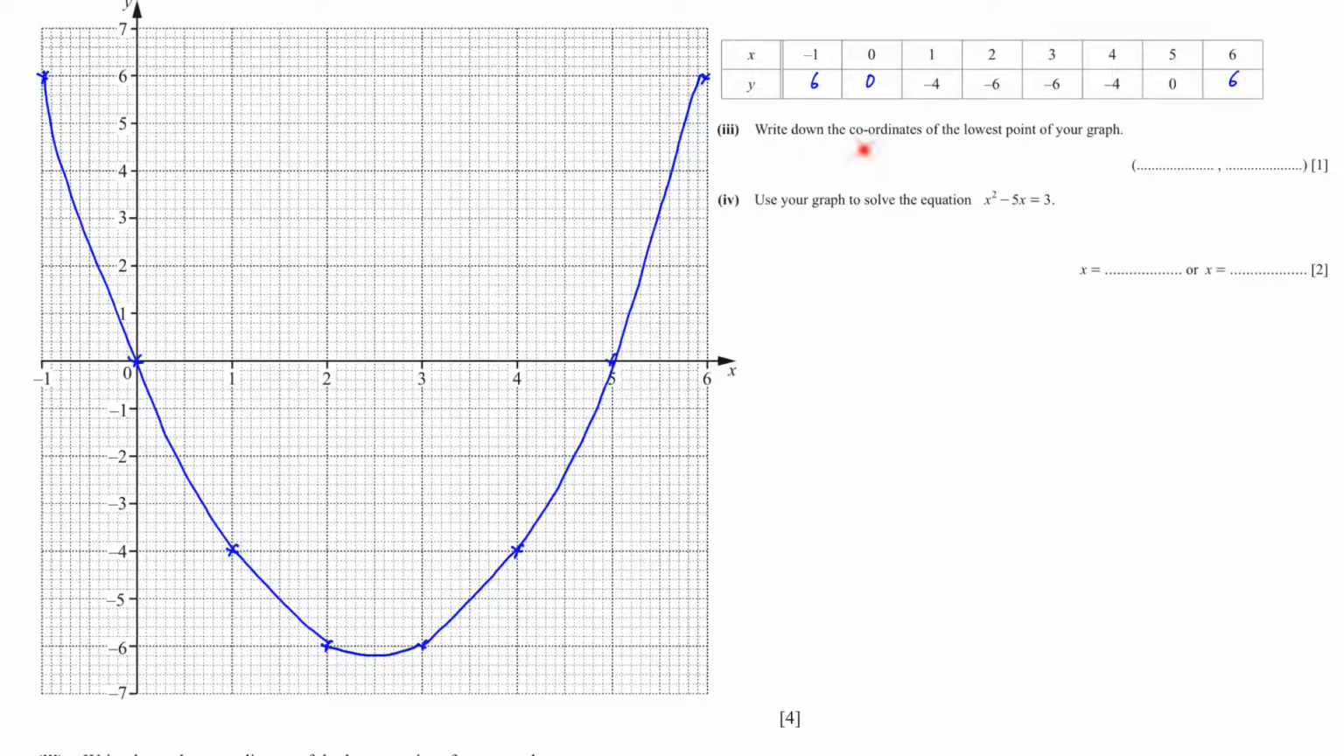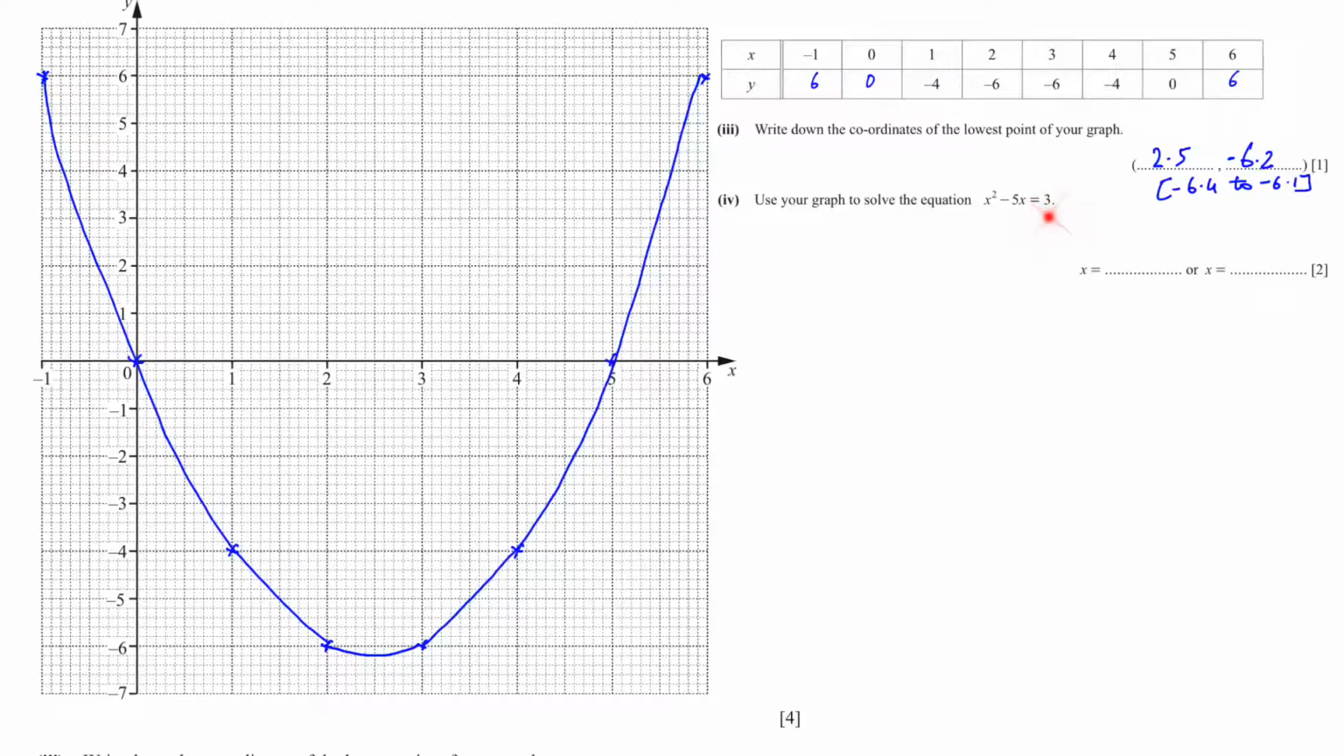In 3, write down the coordinates of the lowest point of your graph. We can see that this is the lowest point when x is 2.5 and y is negative 6.2, sorry. You can have the y value in the range of negative 6.4 to negative 6.1, and you will be marked right. Next, use your graph to solve the equation x squared minus 5x is equal to 3.